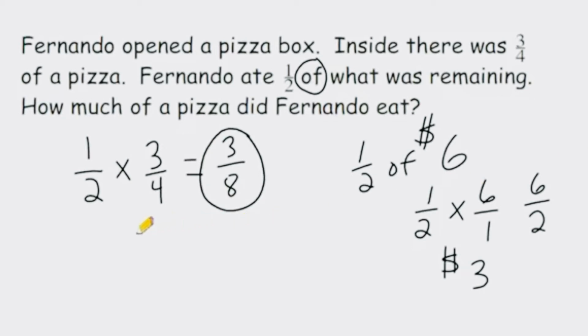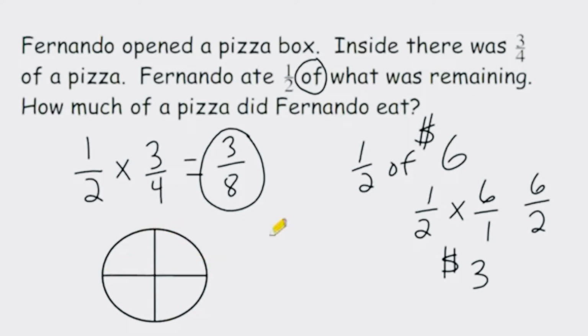Now, another way that we can think about this problem is to draw a pizza and then break that into quarters. So when Fernando opened up the pizza, there was 3/4 of the pizza remaining. So we're going to shade 3/4 of that pizza. And out of those 3 large slices, Fernando ate exactly half of those slices.